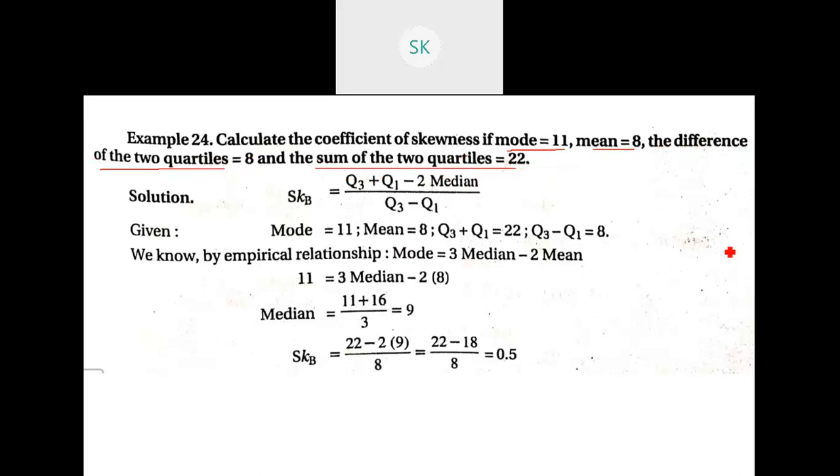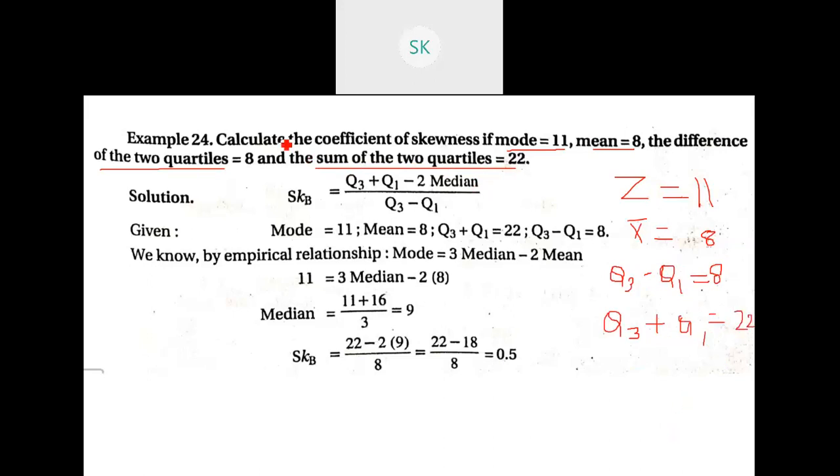So before you people get confused, let's just write down what is given to us. They have given us mode, Z is equal to 11. They have given us mean, which is equal to 8. Next, the difference of two quartiles. Difference means Q3 minus Q1 is equal to 8. Next, the sum of two quartiles, Q3 plus Q1 is equal to 22.